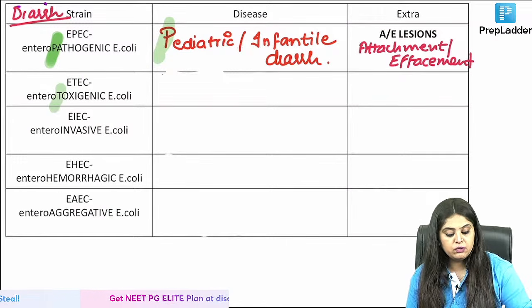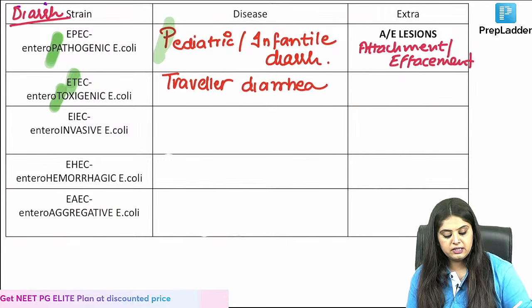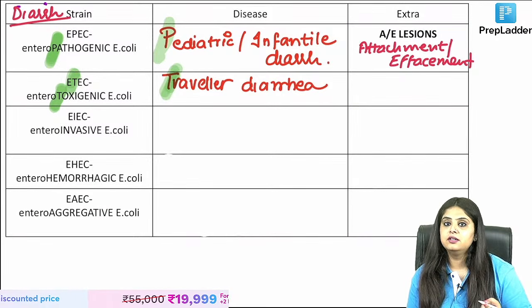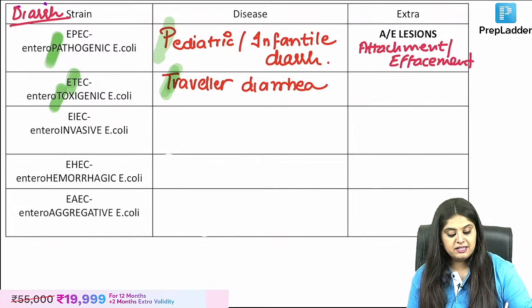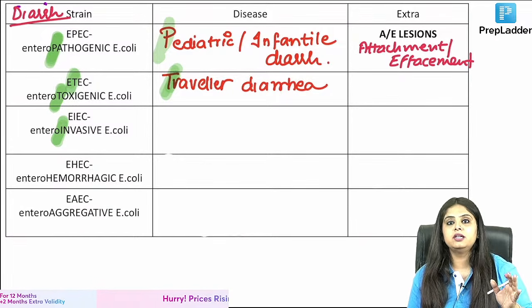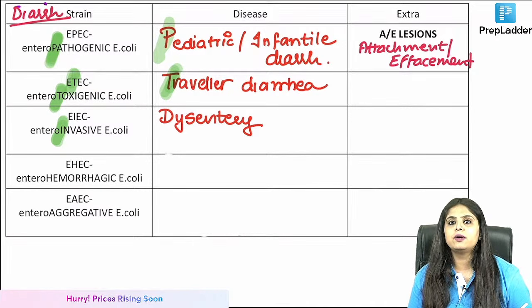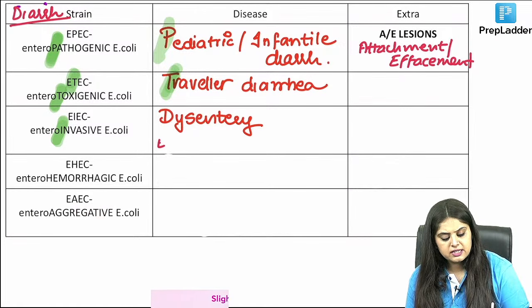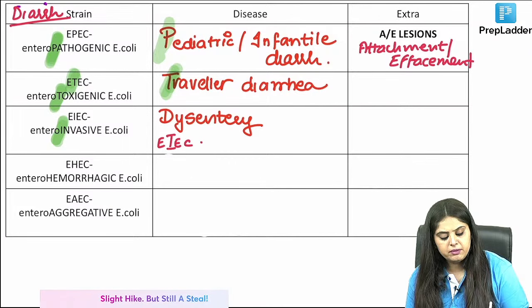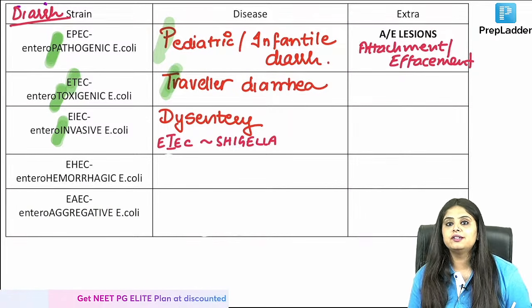Where do you see enterotoxigenic E. coli? T for T. This is going to cause traveler's diarrhea. Common sense. Enteroinvasive E. coli. Invasion हुआ तो blood निकलेगा. Blood निकलेगा मतलब patient is going to have dysentery. Can I say enteroinvasive E. coli will be very similar to his friend Shigella, because Shigella also causes dysentery.